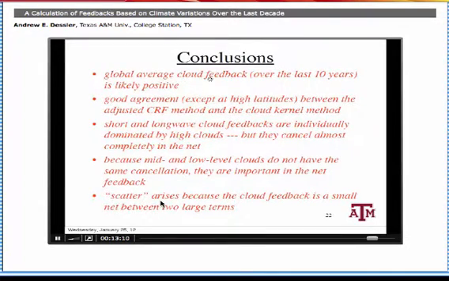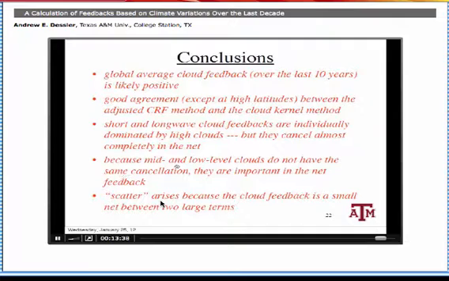Cloud feedback over the last 10 years is likely positive. I didn't really show that in here, but I think that's a reasonably robust conclusion for covering the data we have at least. And I showed a new method using cloud kernels, and they agree pretty well except at the high latitudes. We're working on that. It's sort of interesting to me, the short and long wave feedbacks are dominated by high clouds individually, but they cancel out in the net.